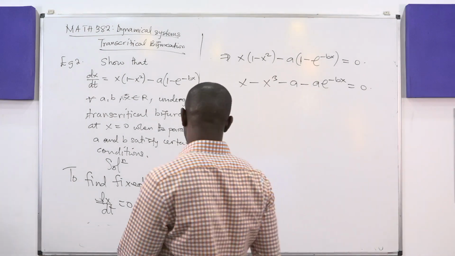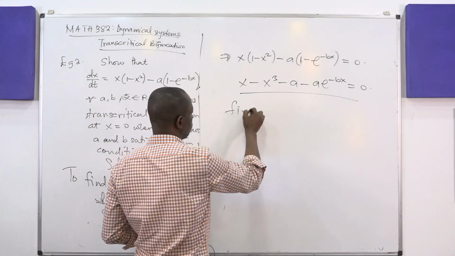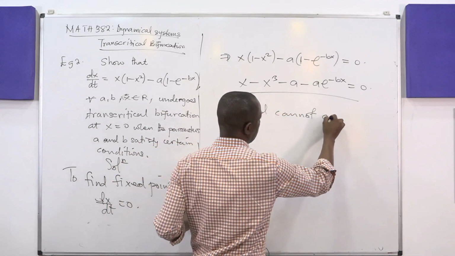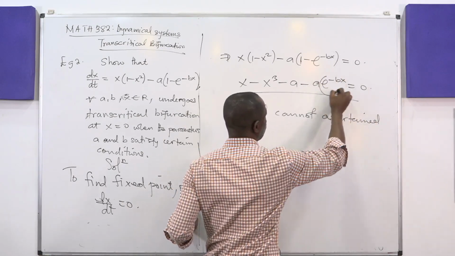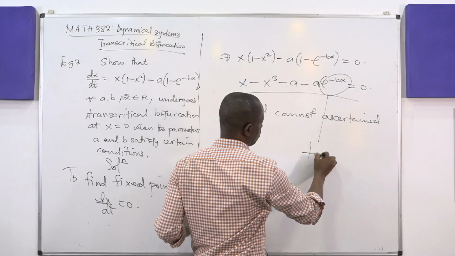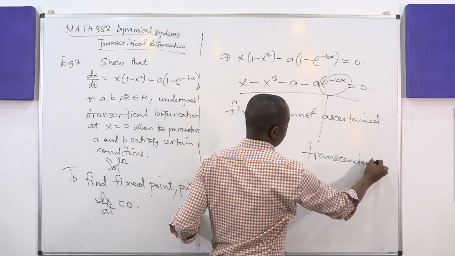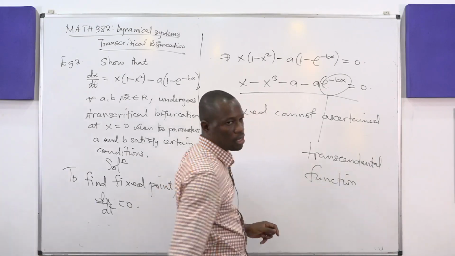So here you cannot get a fixed point. The fixed point cannot be ascertained. You get it? Because of the transcendental function, or exponential function. Is that okay?